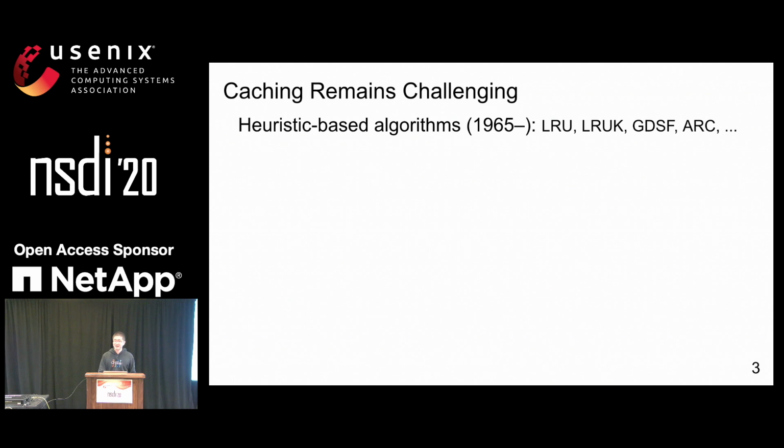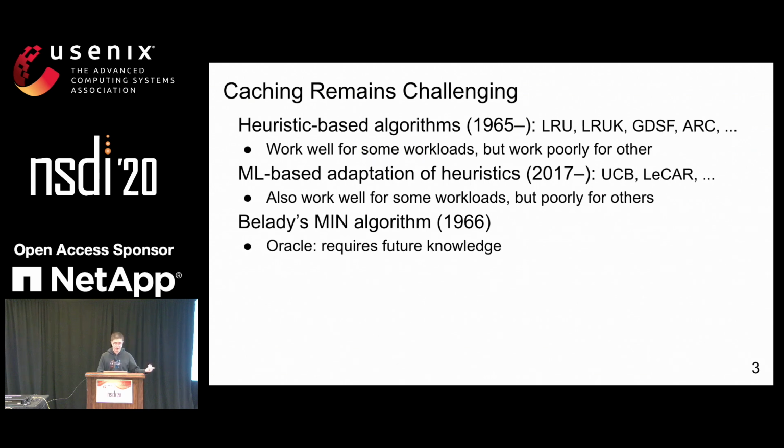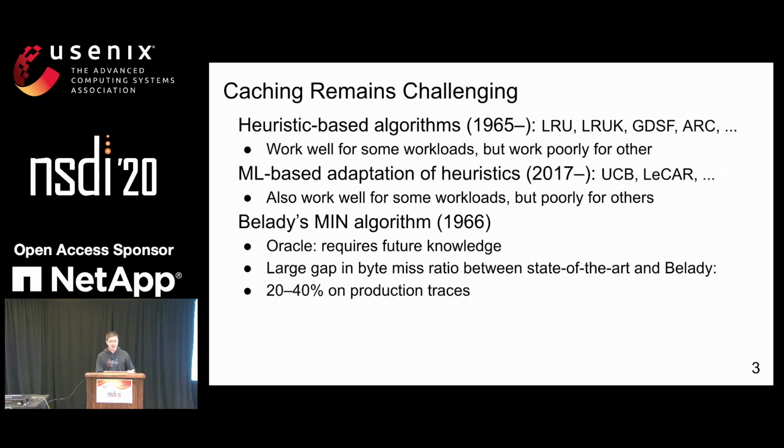Caching is a challenging topic. For more than 5 decades, people have studied it, and many caching algorithms have been proposed, most of which are heuristic-based. These algorithms work well for some workloads, but poorly for others. Recently, there have been several proposals that use machine learning to adapt heuristics. Unfortunately, this approach suffers from a similar limitation. They work well on some workloads, but poorly on others. Compared to the Belady MIN algorithm, which is an oracle algorithm assuming future knowledge, we still observe a large gap in production traces, from 20 to 40%.